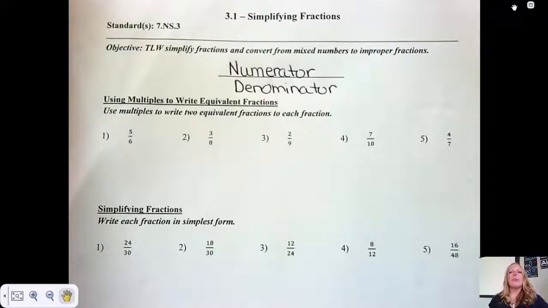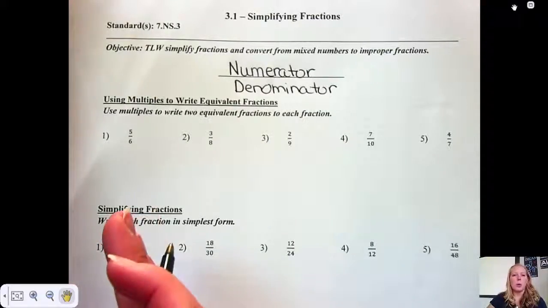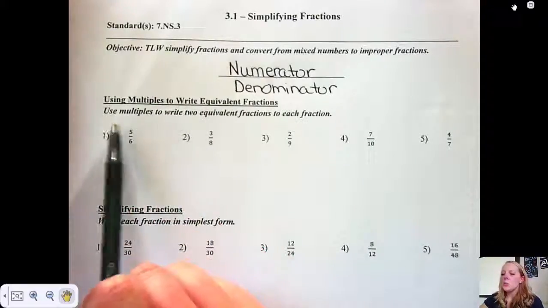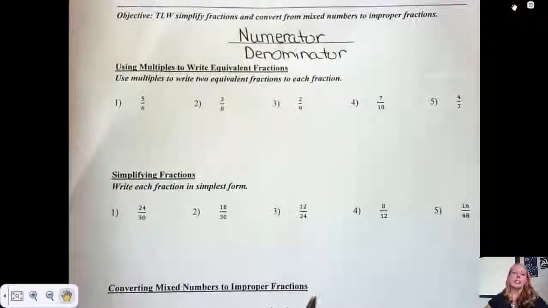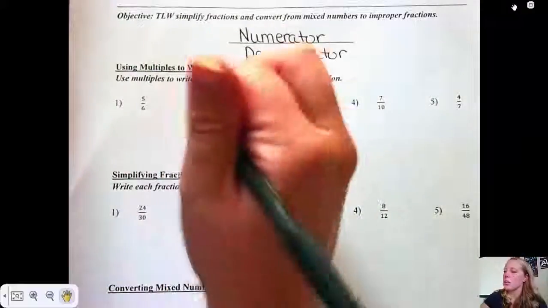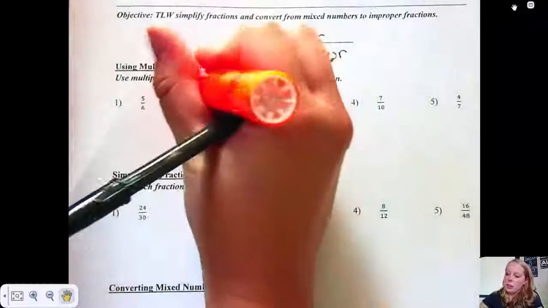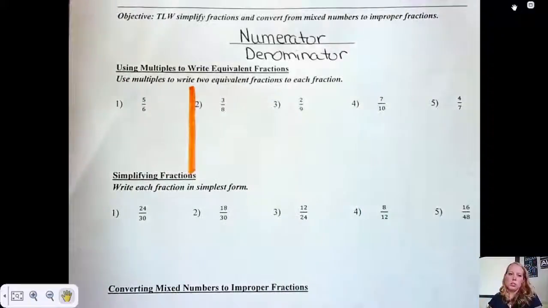Now, the cool thing about fractions is that every fraction has a family, essentially, or like a secret identity. I don't know, whatever you want to call it. 5/6 is what we're going to start with, number 1. It says, use multiples to write 2 equivalent fractions to each fraction. So, 5/6 is 5/6, okay? But there are other ways you can write it. You're not going to do this on every problem, but let's do it right here. Let me just kind of draw a line. Just do it for this problem.